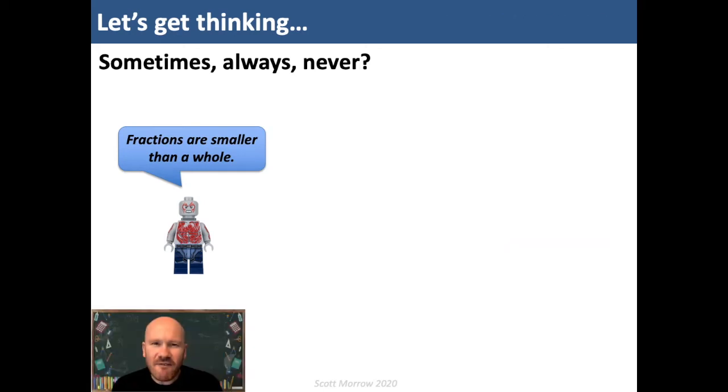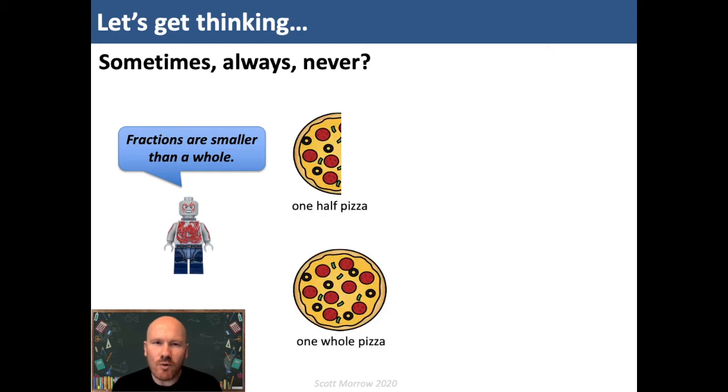Let's consider that first statement. Fractions are smaller than a whole. Here we've got 1/2 pizza and we've also got 1 whole pizza. And often we think of that 1/2 as it's written using digits, with the numerator at the top, in this case 1, and the denominator at the bottom, in this case 2. Where the denominator tells us how many parts the whole has been split into, so it helps us name the fraction. And the numerator at the top tells us the number of parts that we've actually got.